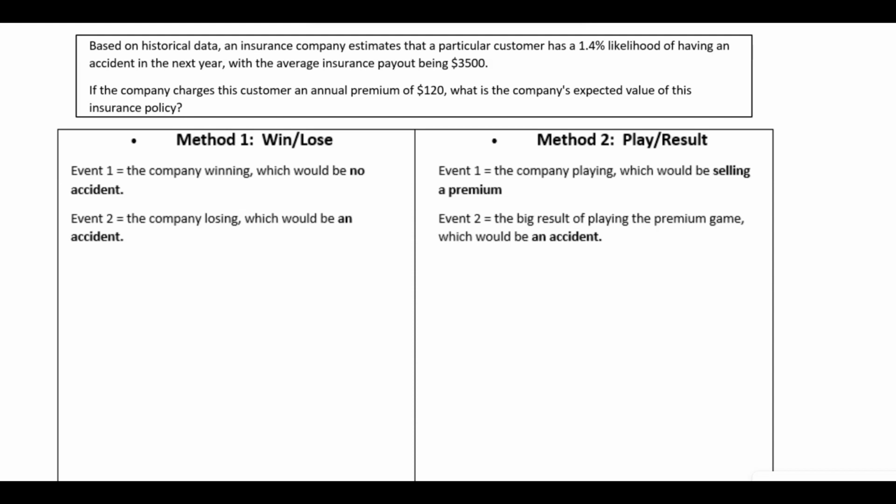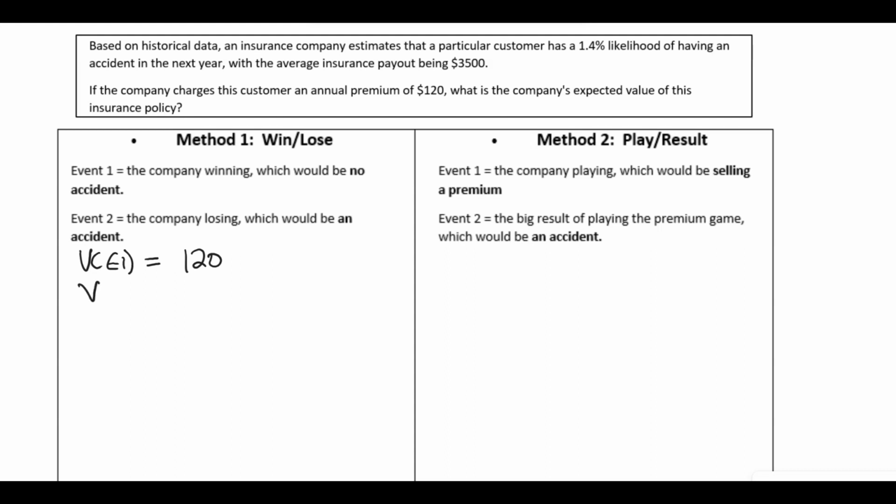So event one, the company winning, which would be no accident, they just get the premium. Event two would be the company losing, which would be an accident where they have to give a payout. So we need to discuss the value of event one, and to the company, the value of event one is positive 120. They make $120 in the event that there's no accident. They get to keep the entire annual premium.